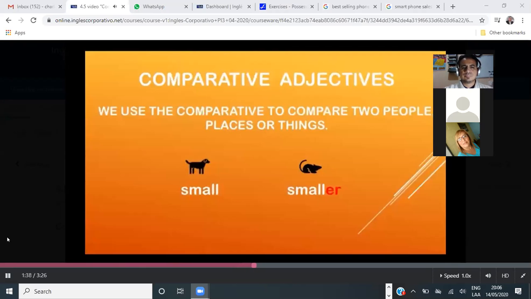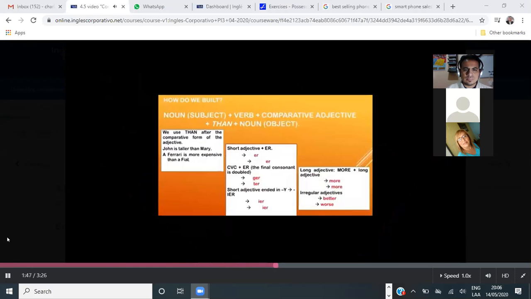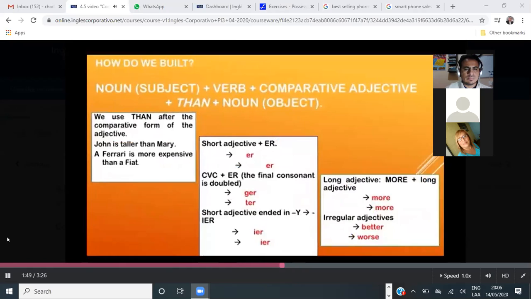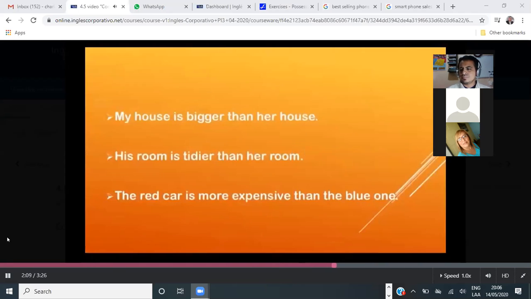We use the comparative adjectives to compare to people, places, or things. They are used in sentences where two nouns are compared in this pattern. Noun or subject plus verb plus comparative adjective plus than plus noun or object. Let's not forget what happens with short, long, and irregular adjectives. Study this chart and take notes as you do so. Take a look at these examples. They are applying the rules. My house is bigger than her house. His room is tidier than her room. The red car is more expensive than the blue one.